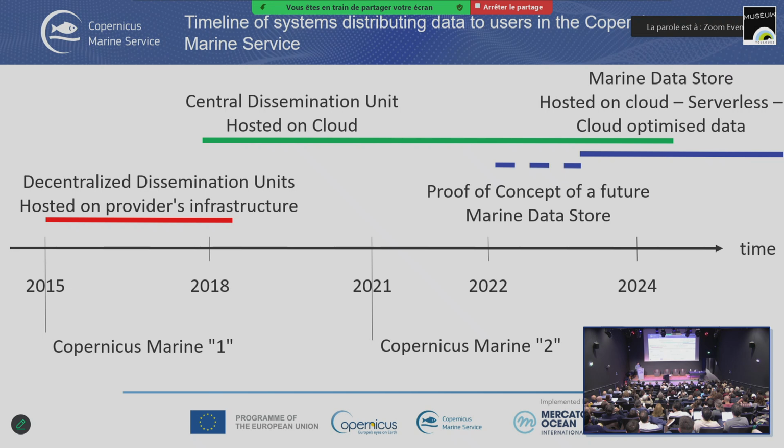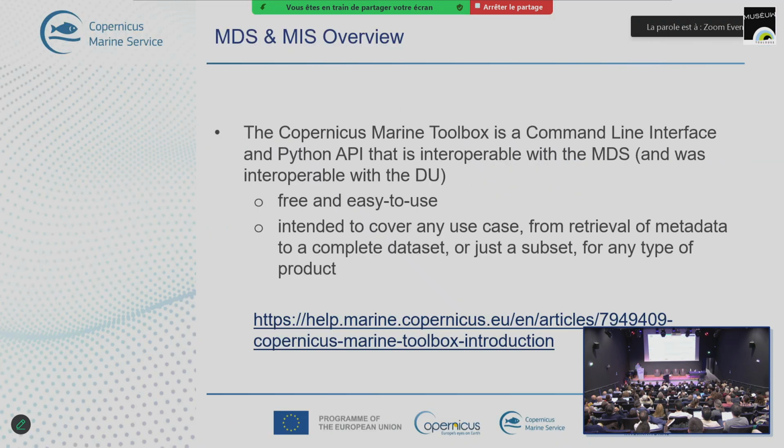So last year, it was decided to give users a toolbox that will simplify the way to get their data and to be interface agnostic. This is a tool that is free and easy to use. It is intended to cover most of the use cases they could have, and to obfuscate every complexity that the dissemination unit and now the Marine Data Store has. I've put a link if you need more information about this toolbox, and after me, there will also be a detailed presentation about it.